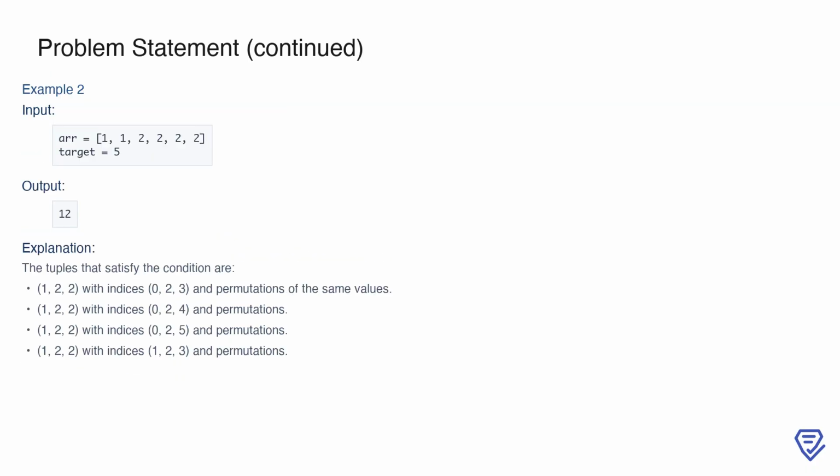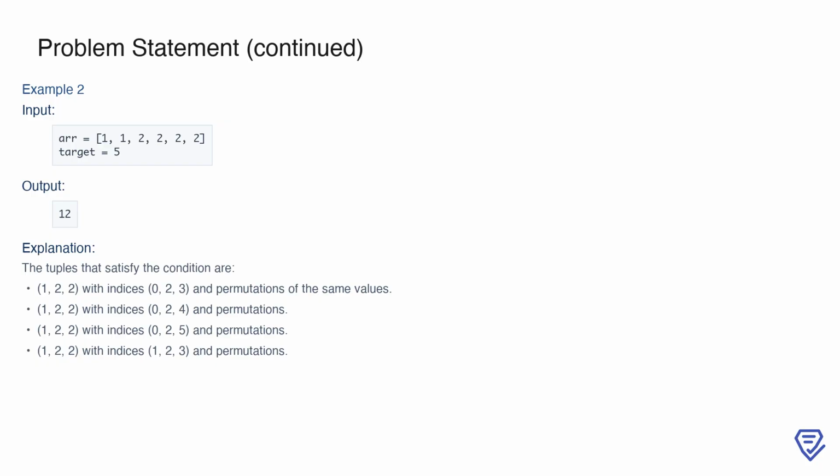Now let's look at another example. Suppose the input array is ARR equals 1, 1, 2, 2, 2, 2, and the target is 5. The output in this case is 12. Here, one of the tuples that works is 1, 2, 2, with indices 0, 2, 3, and swapping the positions of the second and third elements in the indices gives additional permutations.